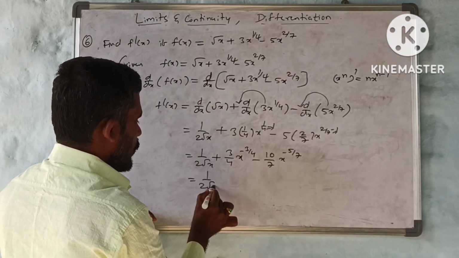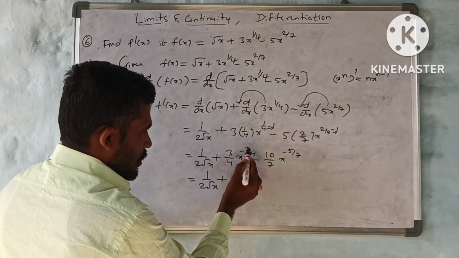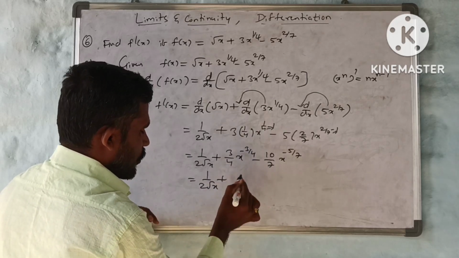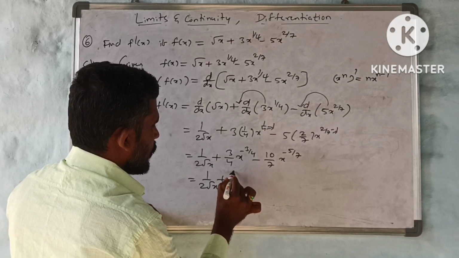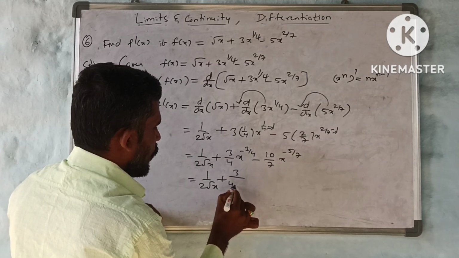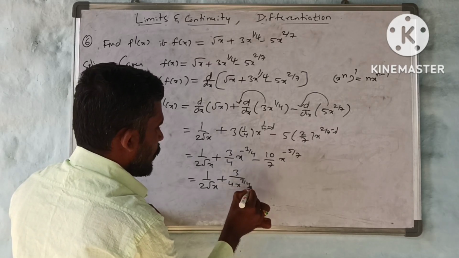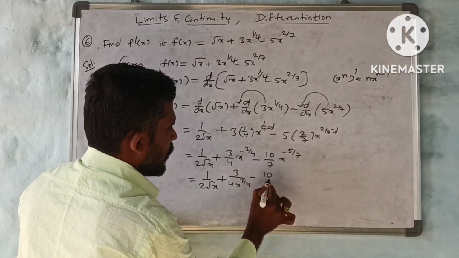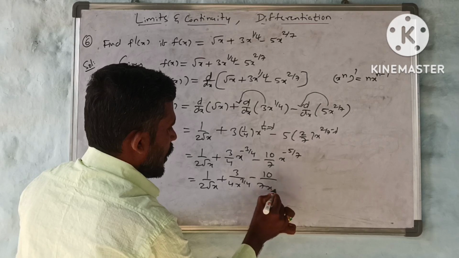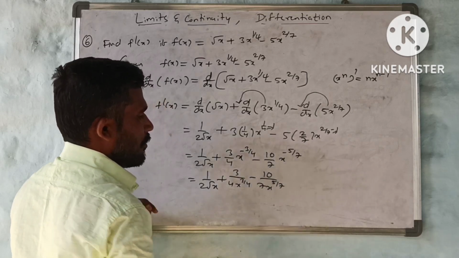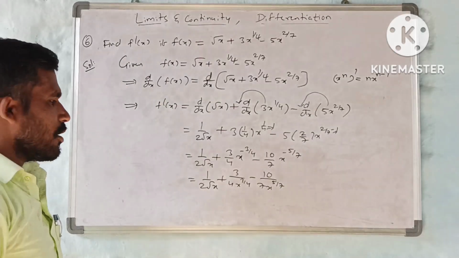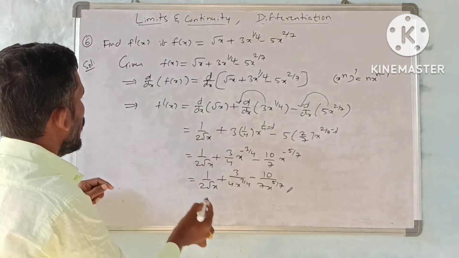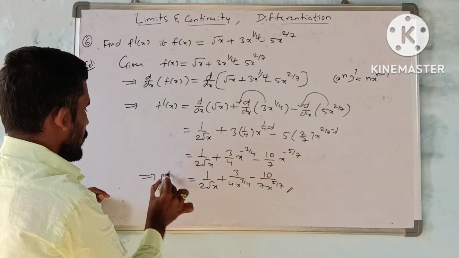This is 1 by 2 root x plus, as the power is negative, that's why I am taking it to the denominator here. So this can be written as 3 by 4 x power 3 by 4 minus 10. This is also negative, so I am taking it to the denominator. So by 7 x power 5 by 7. Okay, this is the required f dash x.